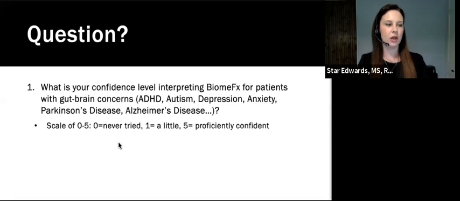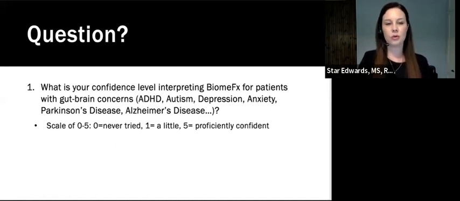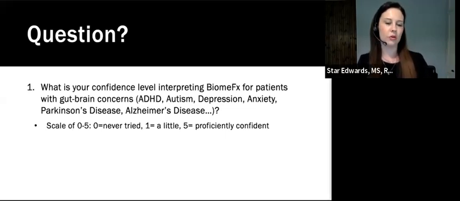So if you have a patient with ADHD, autism, depression, anxiety, Parkinson's disease, Alzheimer's, etc., how confident do you feel if you were to pick up their BiomeFx and know how the markers on there correspond to your patient's symptoms? 0 would be you never tried to interpret a test for a patient with neurological or mood concerns. 1 would be you're a little bit confident, and 5 would be that you're proficiently confident you have it. So let me know in the chat what your experience level is with BiomeFx.